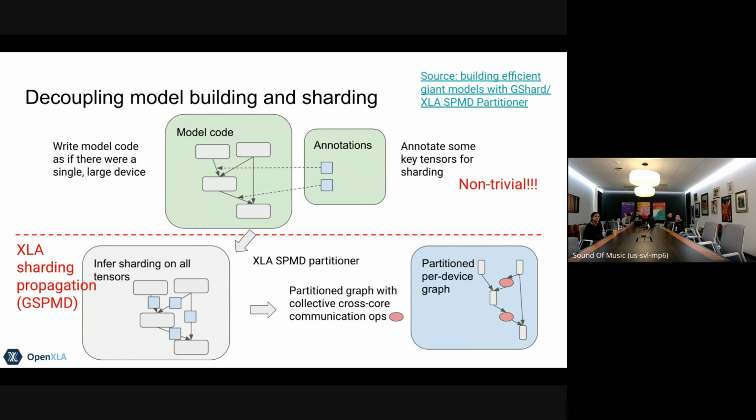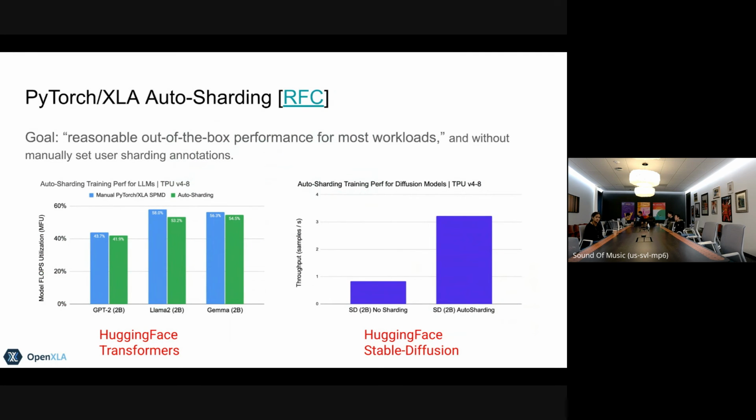So GSPMD is great, but one key challenge in using it is selecting the tensors to annotate and providing the correct sharding annotations. Annotating your tensors with, let's say, suboptimal sharding annotations can result in bad performance. You want to make sure that you're annotating the right way to get the most out of it. The goal of auto sharding is essentially to address this problem. We want to provide reasonable out-of-the-box performance for most ML workloads without requiring user sharding annotations, because it can be tricky and requires expertise and a lot of effort from the user side. How can we make their life better? Auto sharding can do exactly that.